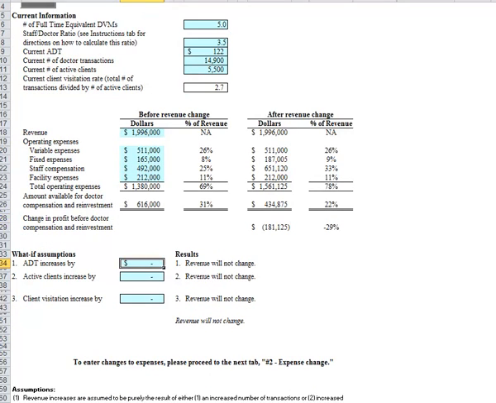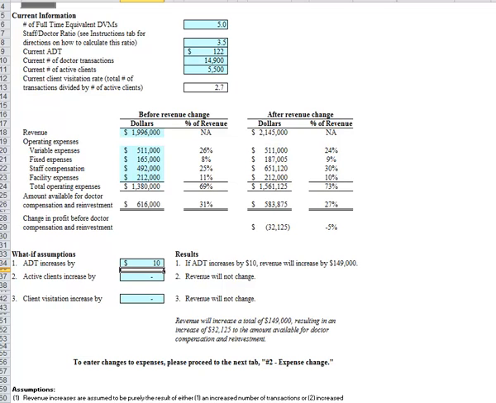So let's work through some what-if scenarios. What if the average doctor transaction in this practice increases by $10? What happens to revenue? If the average doctor transaction increases by $10, revenue will increase by $149,000. So we take the number of doctor transactions times that $10 increase, and that's how we get that 149. Again, you can certainly do this math manually, but it's a lot quicker and easier to just let the program do it for you.